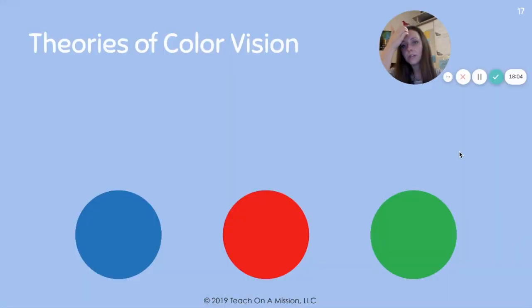Okay, now, theories of color vision. How are we able to see in color? Why can some people only see some colors? Why can some people only see in black and white? What does that mean? Let's talk about it.